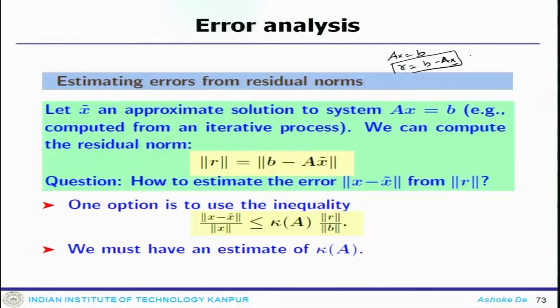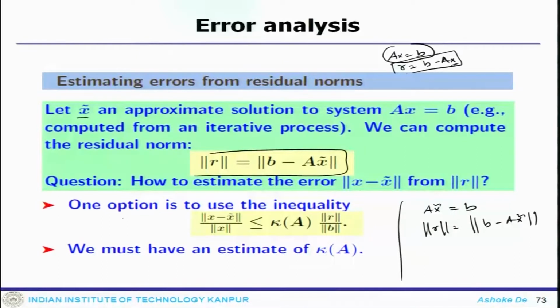Let us say x prime is an approximate solution. What we are trying to find is Ax equals b, and x would be the exact solution. So, let us assume x prime is the approximate solution of the system Ax equals b, and then we can compute the norm of the residual, which would be norm of b minus Ax prime. Okay. So, how to estimate this?